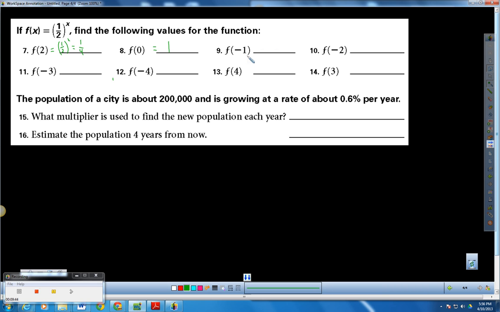Okay, f of -1. Ooh, that's like the inverse. So I know that's going to be 1/2 raised to the -1 power. Remember what I can do there. I can write the reciprocal and have that be raised to a positive power, which is just 2 would be my final answer. And then f of negative 2, you're going to do the very same thing.